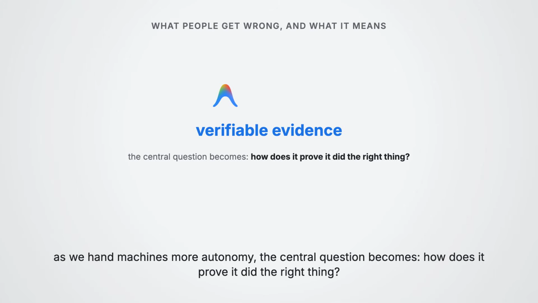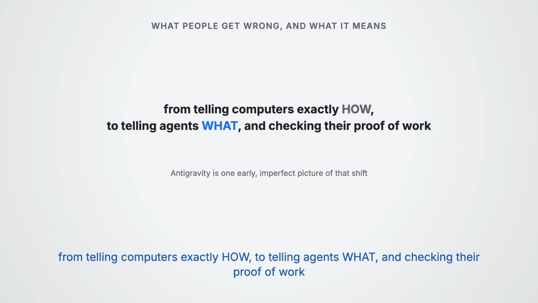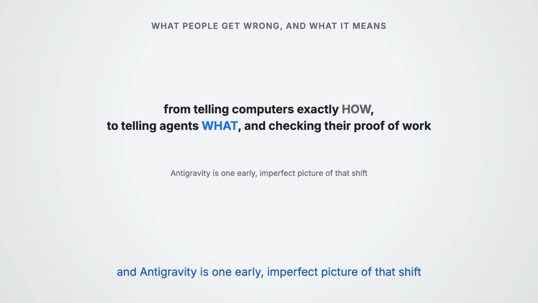Here is the whole thing in one line. We are moving from telling computers exactly how to do something to telling agents what we want and checking their proof of work. And Antigravity is one early, imperfect picture of that shift.